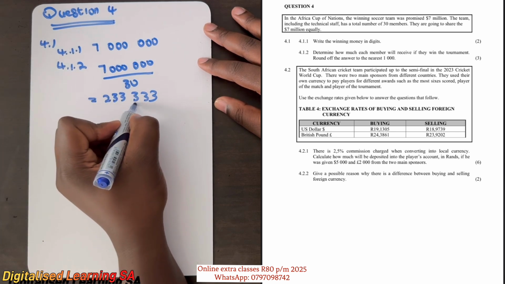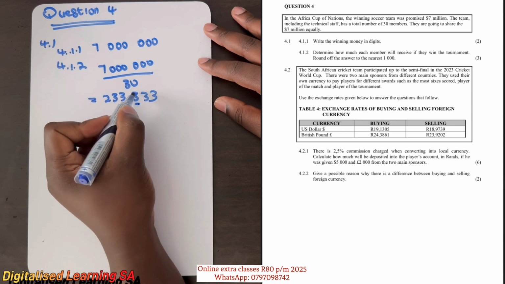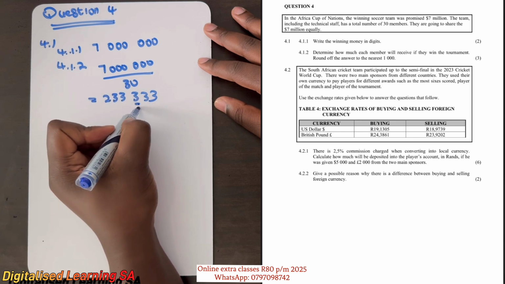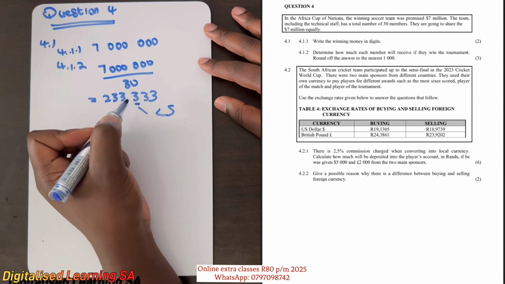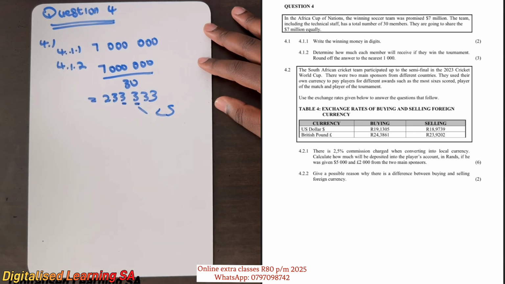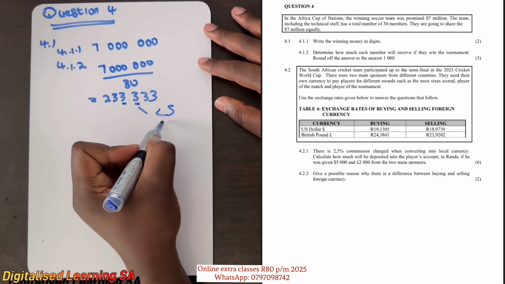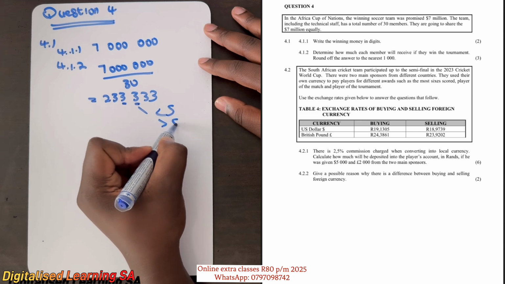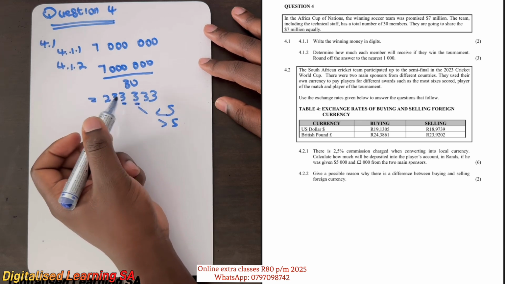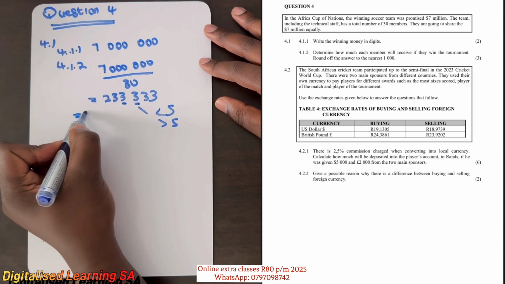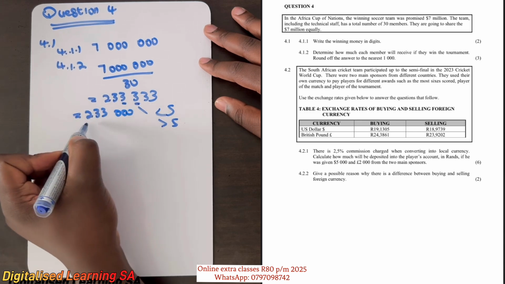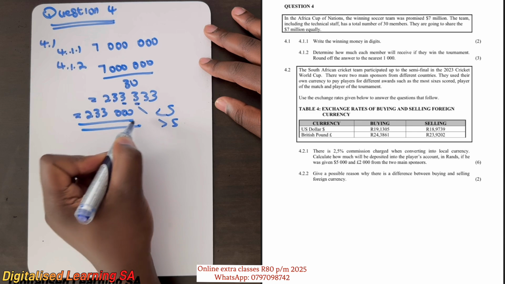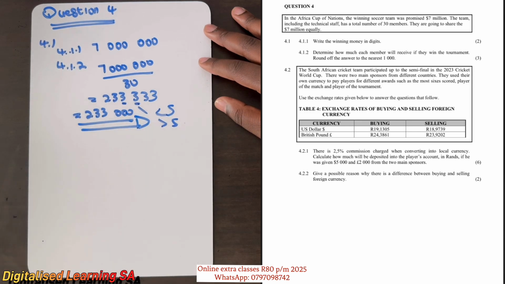So we are going to focus on these 3. So we can see that this 3 here is less than 5, meaning that the 3 which is on the other side is going to remain the same. But if the 3 was greater than 5, then this 3 was now going to be 4. So our final answer will be 233,000.